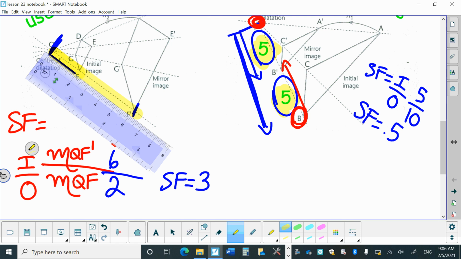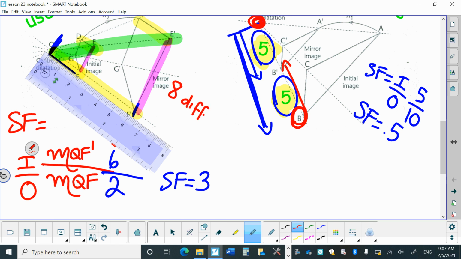Now, when you're using your ruler, you can use anything you want. You can measure this image over the original. You can use another dilatation line if you want, E image, dilatation, and the E. You can use anything you want. You can compare this side and this side. So in this picture, you actually have 8 different options that you can use to find your scale factor when you have to use your ruler, okay? But it's always simply just I over O in that case.